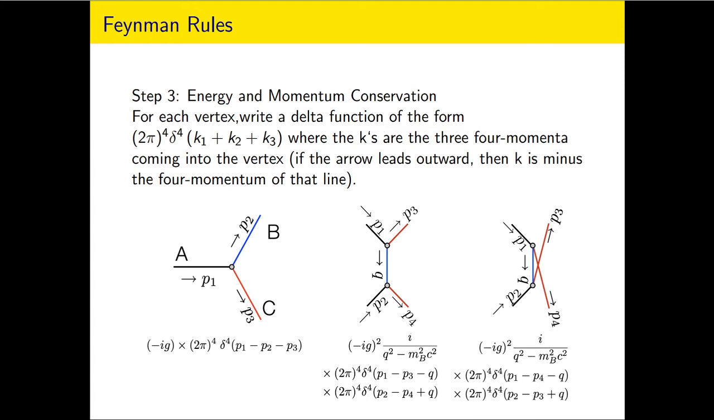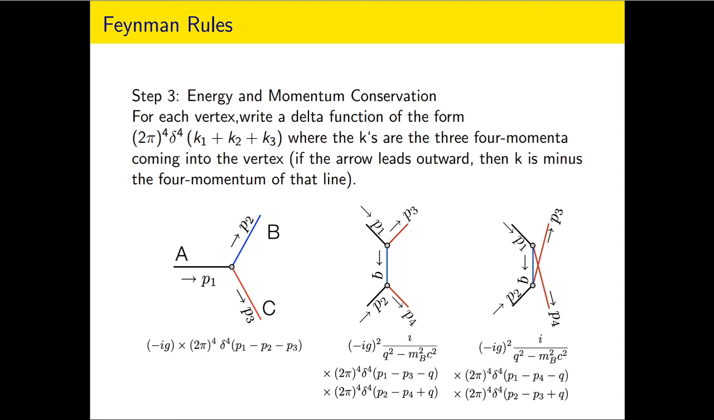Step 3, energy and momentum conservation. When I mention this term and these components of the Feynman rules, I will tell it again. For each vertex, we write a delta function. A delta function is nothing but a function, like f of x is a function, right? In the same way, delta is a function of the form (2 pi)^4 delta^4(k1 plus k2 plus k3), where the k are the three four-momenta coming into the vertex. If the arrow leads outward, the value of k is minus. If the arrow leads inwards, then it is plus.